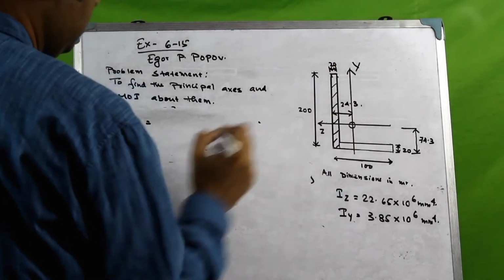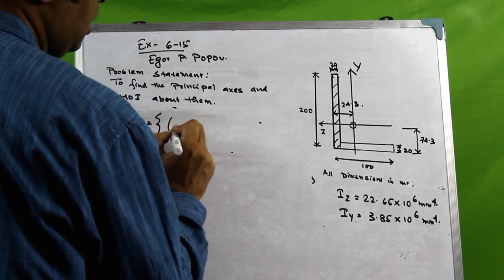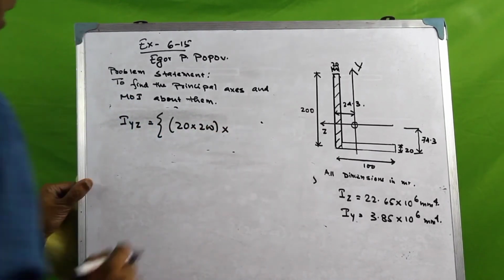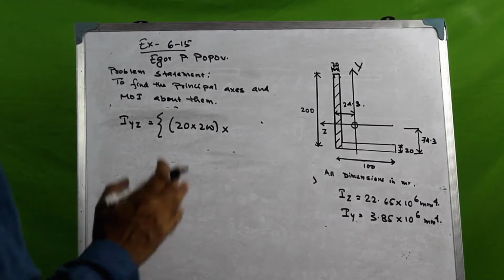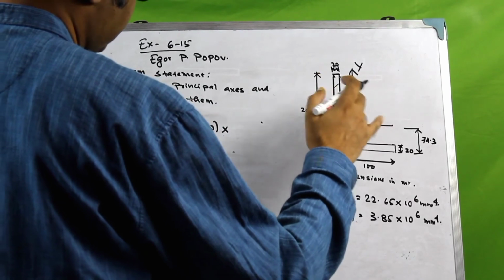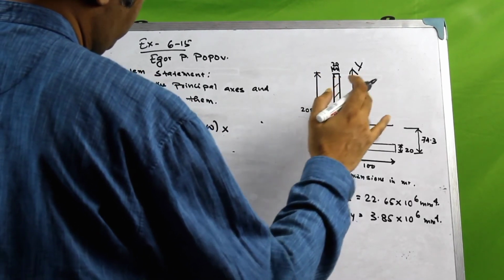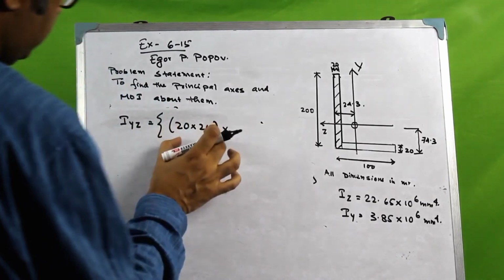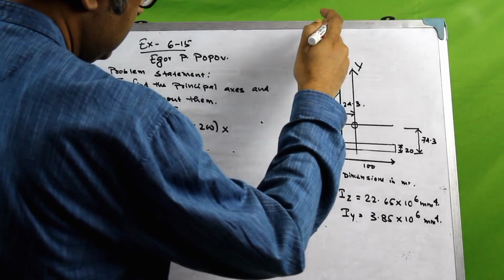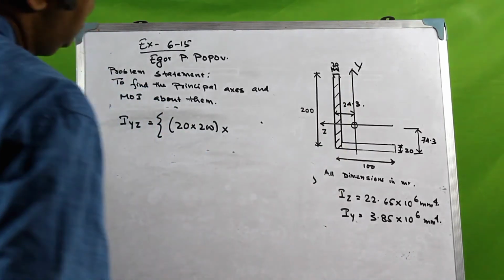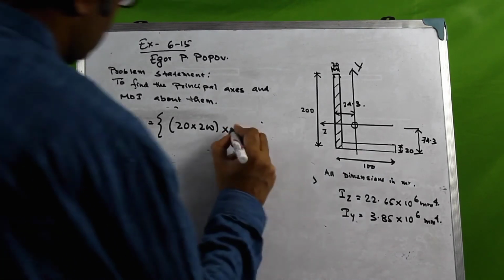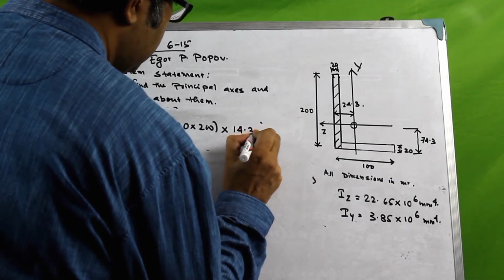So for this element it is 20 into 200, that's the area, multiplied by the distance of its centroid from the overall section centroid. So then it would be 24, the product of, so multiply the area with 24.3 minus then the centroidal axis parallel to this axis would be minus 10. So 24.3 minus 10 would be 14.3.